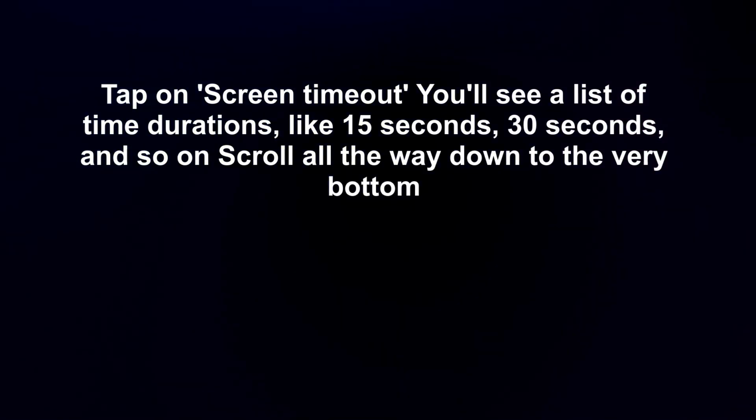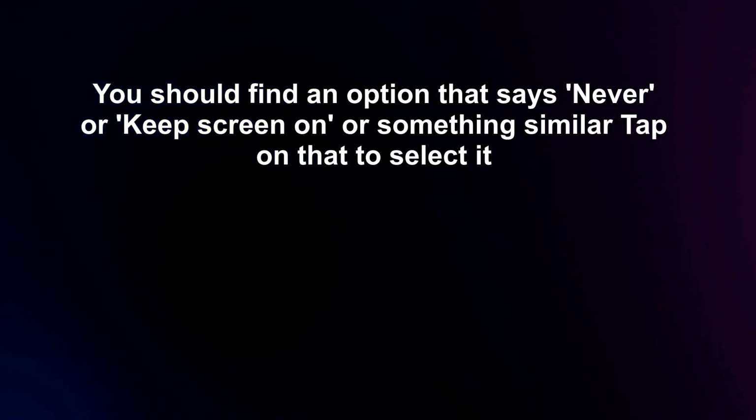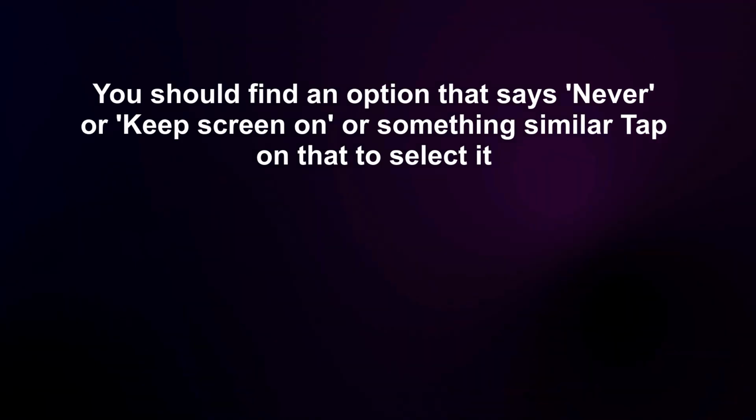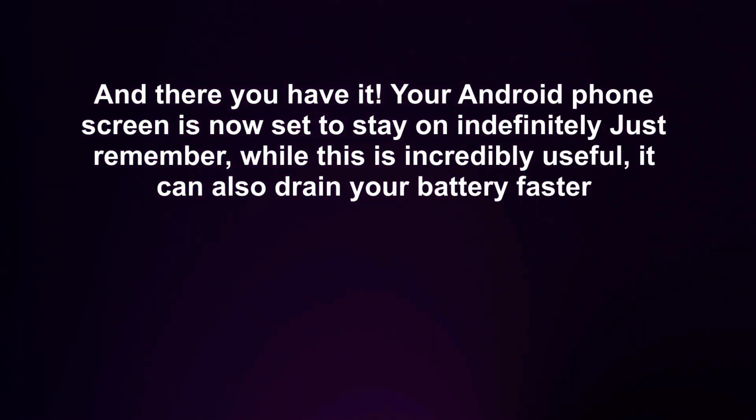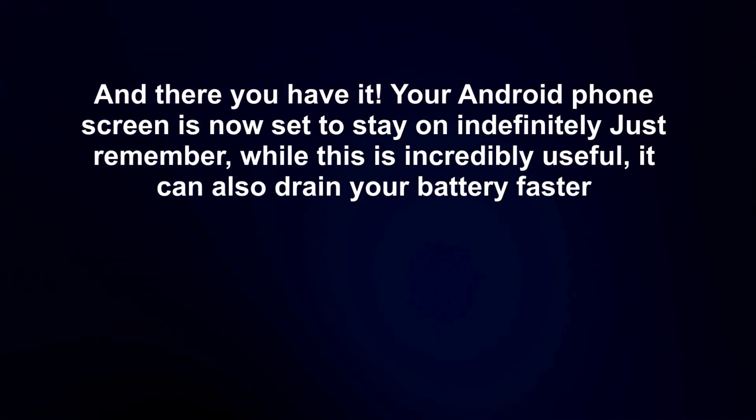Scroll all the way down to the very bottom. You should find an option that says never or keep screen on or something similar. Tap on that to select it. And there you have it. Your Android phone screen is now set to stay on indefinitely.